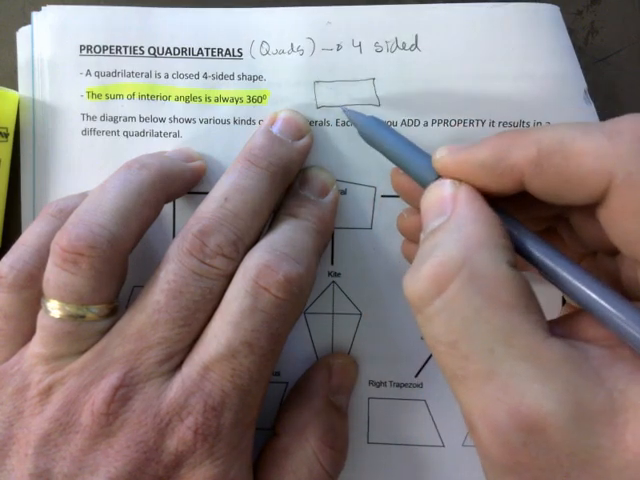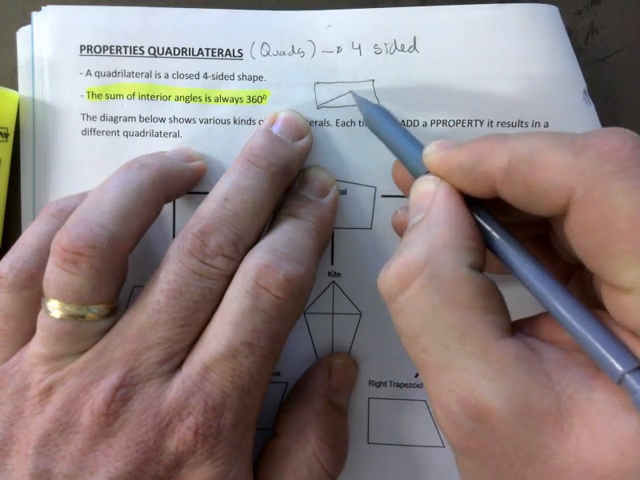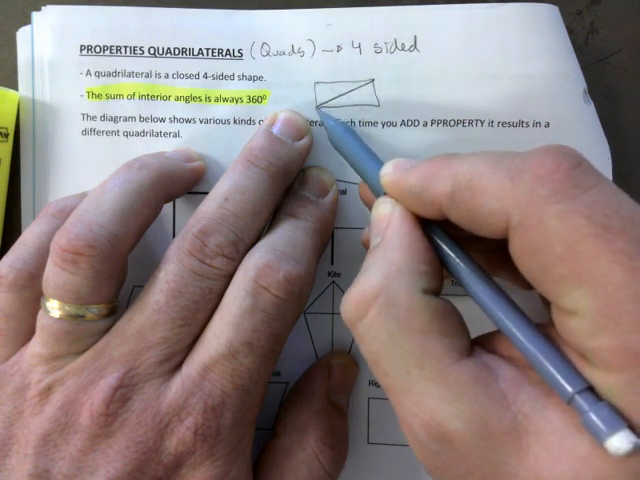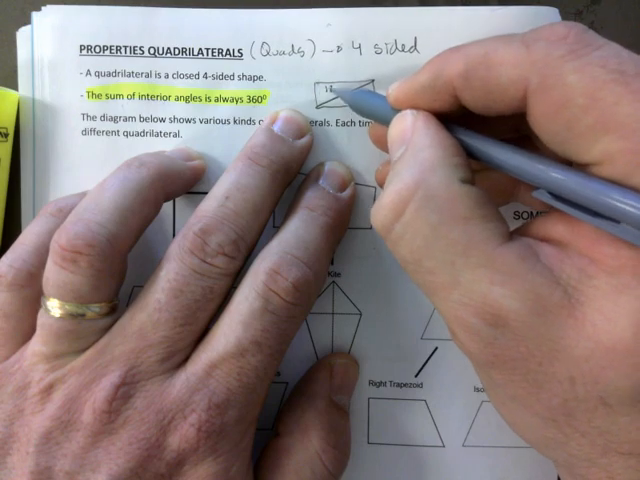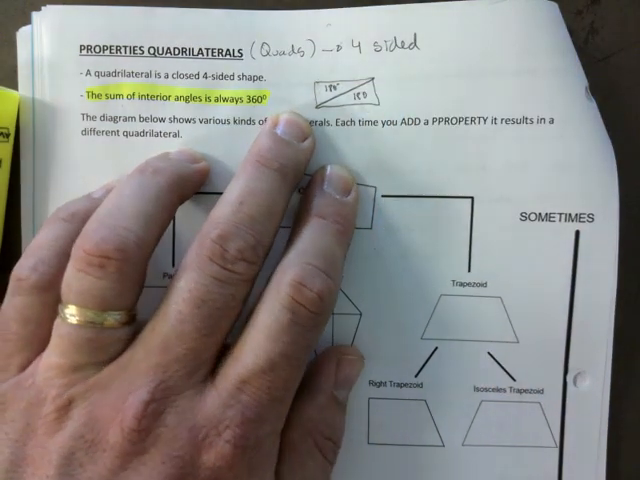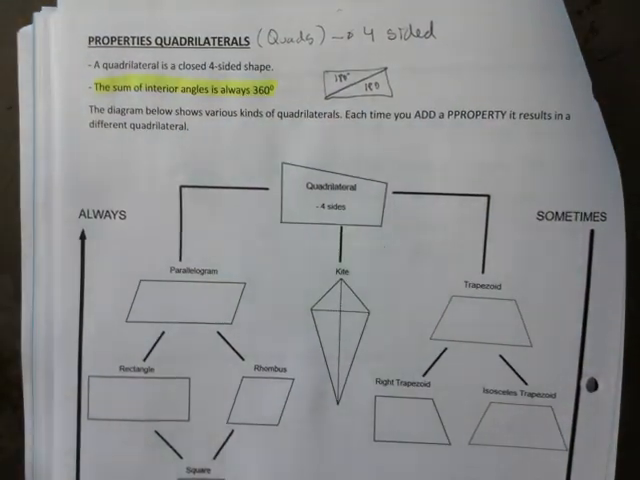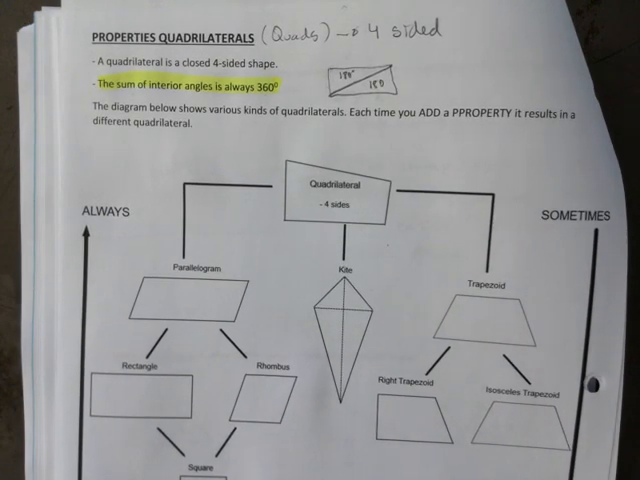But let's say this is your four-sided shape. If you were to cut it, a triangle adds up to 180, right? This triangle adds up to 180 as well. So that's 360. I don't know if that will help you remember. Two 180s is equal to 360.